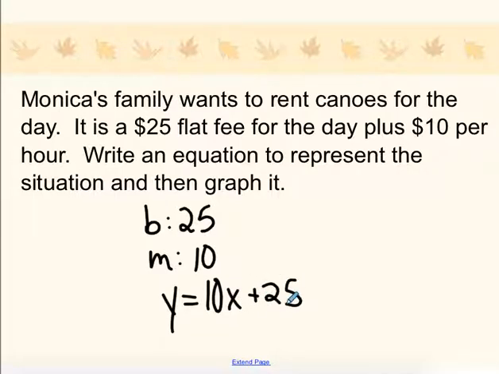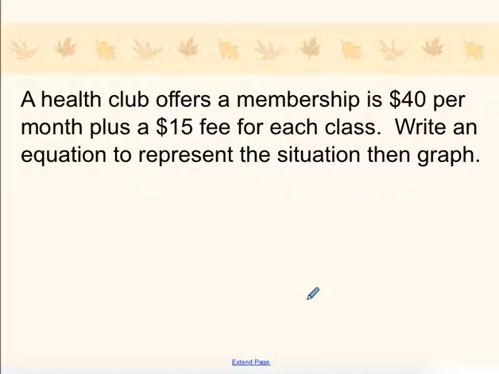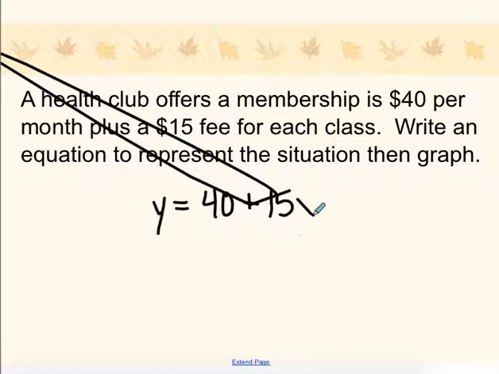And one more example of this. A health club offers a membership of $40 per month plus $15 fee for each class. Write an equation to represent. Well, in this case, we would say that fee for each class, if we're figuring out how much it's going to cost based on how many classes, well then my $40 is that flat fee per month plus $15 for each class. So we would say y equals 15x plus 40.